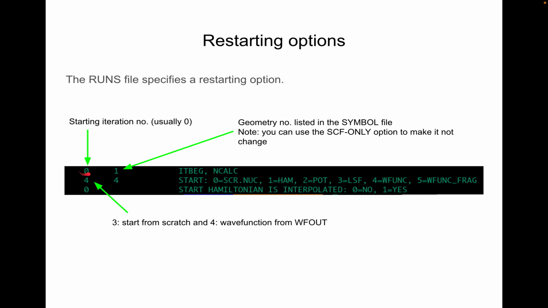The first number of the first line corresponds to the starting iteration number. Usually you use 0 unless you have a reason not to. And the second number of the first line indicates the geometry number listed in the symbol file. Unless you are optimizing the nuclear coordinates, this number is typically 1.